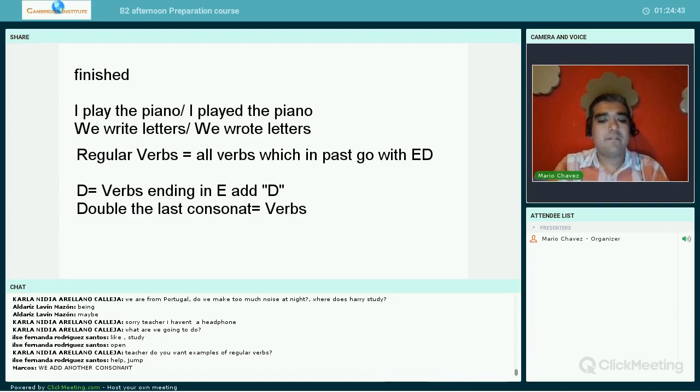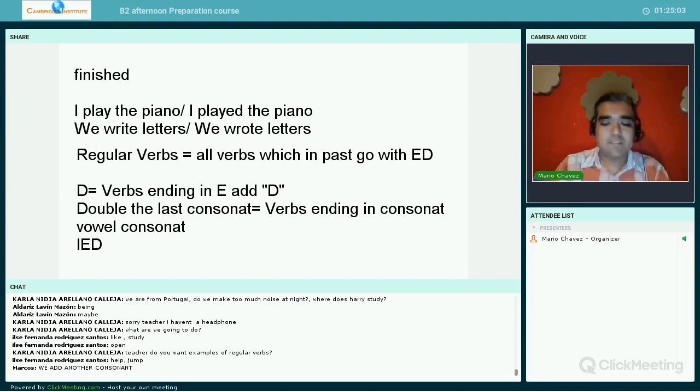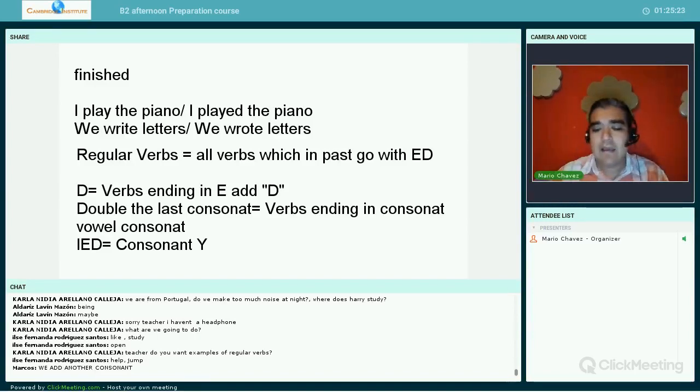All right. Okay, verbs ending in consonant, vowel, consonant. And when do we use the IED? As Marcos said previously in the other examples, when a verb ends in a consonant Y, we drop the Y and add ED. Basically, those are the rules for the written form, not for the pronunciation.